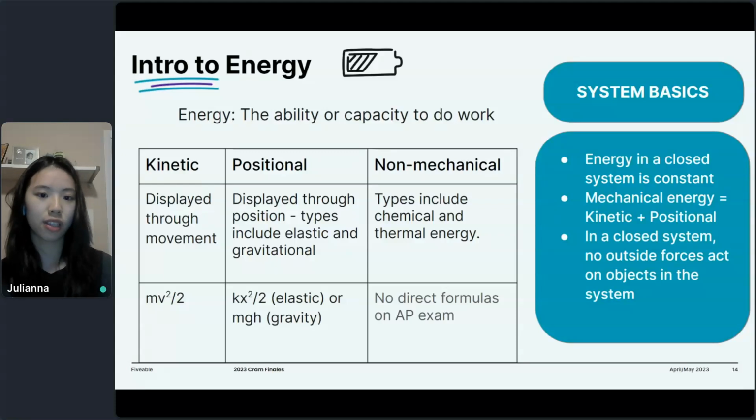And then finally, the third type, which you're not going to see very often in AP Physics 1, are chemical and thermal energy. And these are types of energy that aren't included in mechanical energy again, so they're not given formulas on this AP exam. All right, next slide, please.